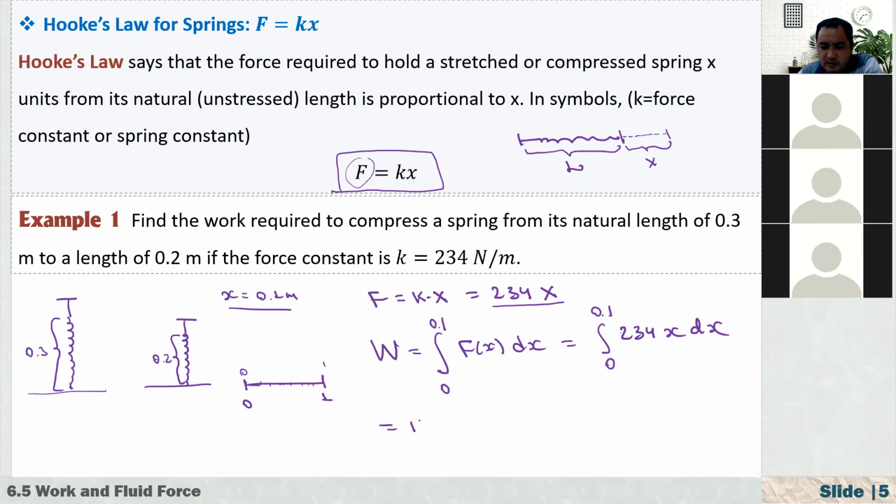That's equal to 117x squared from 0 to 0.1. When it is 0, that's equal to 0. When it is 0.1, x squared is 1 over 100. So that's equal to 1.17 joules. Okay, so this much work is done to compress the spring from 0.3 meters to 0.2 meters.